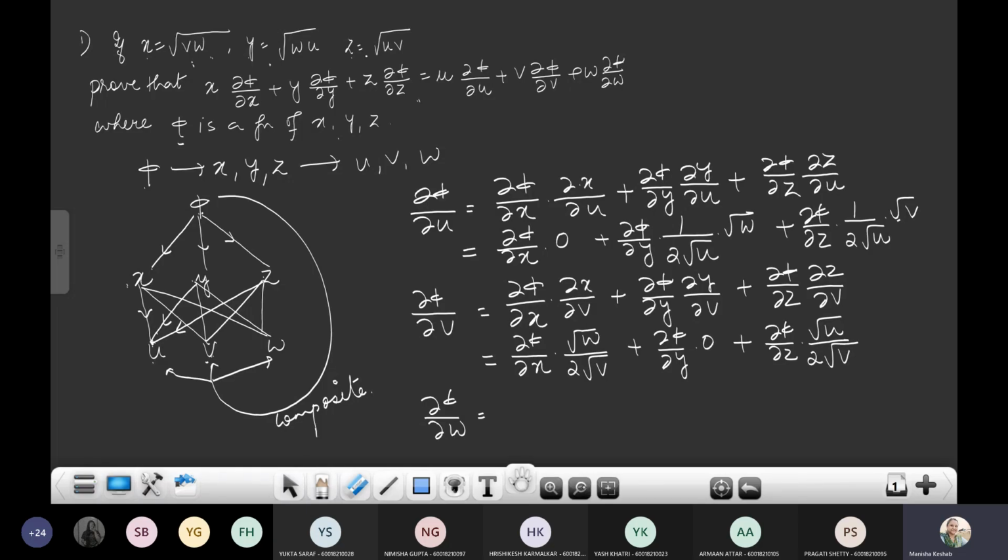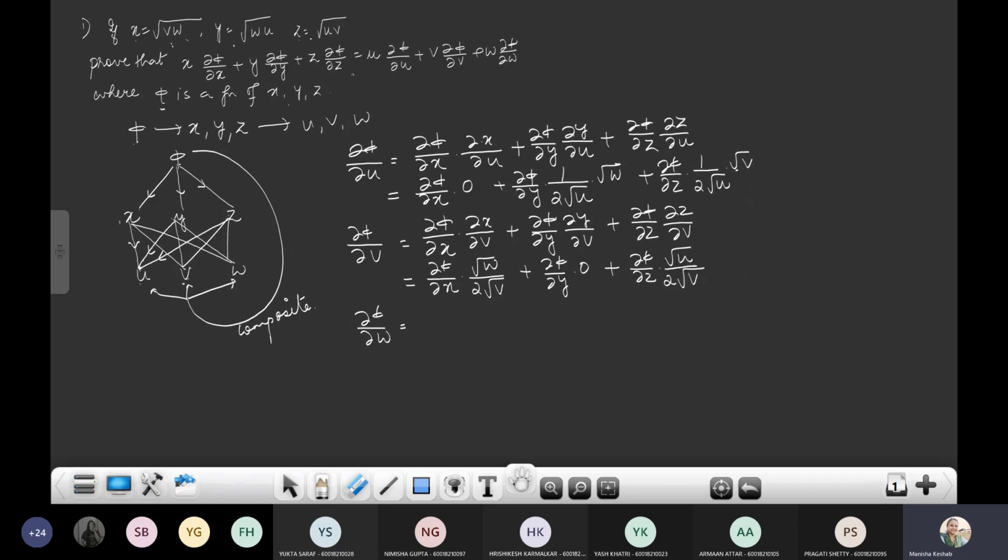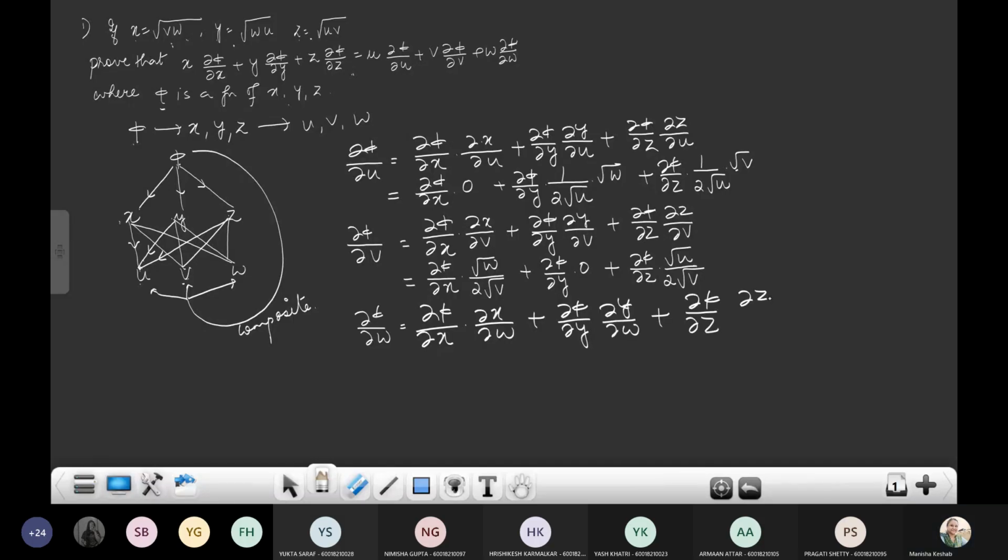So the last one, and you should not write all these similarly, okay? You are supposed to write down first the formula and then show the value. So del phi del x, x with respect to w, then phi with respect to y, and then y with respect to w, plus phi with respect to z, and then z with respect to w. So del phi del x into now del x del w. So here root constant. So 1 by 2 root w.